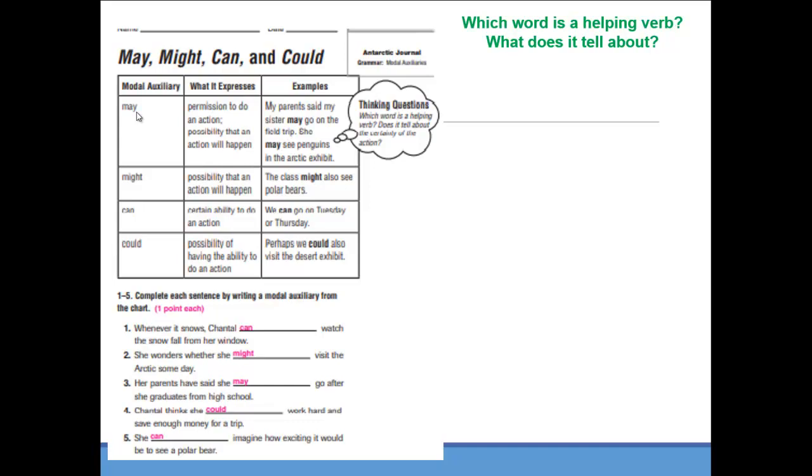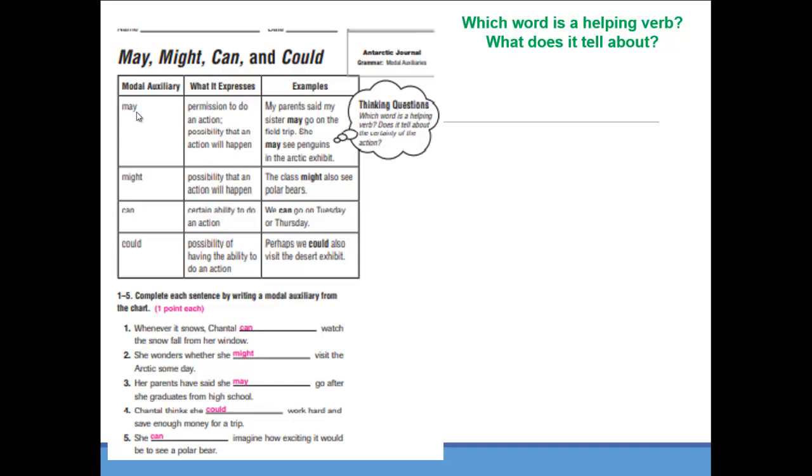Let's read the examples. Whenever it snows, Chantal can watch the snowfall from her window. So whenever it snows, she can watch. She's able to watch the snow. There is an ability to do the action. The next one, she wonders whether she might visit the arcade someday. She's asking whether she has the possibility to visit the arcade someday. So here the verb might shows the possibility that the action is going to happen. She asks whether it's possible to visit the arcade someday.